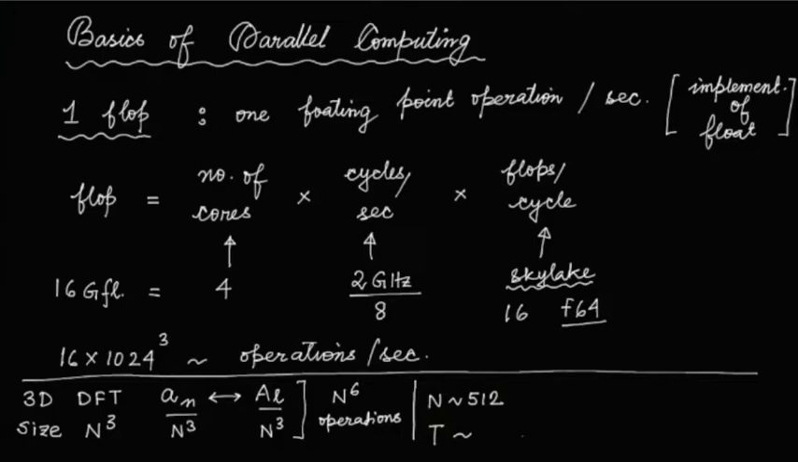Sir, 1/16th of a second. 1/16th of a second. So why did you say 1/16th of a second? Sir, because 16 times 1024 cube operations can be done in a second. Right. But how many operations do you need to do? Sir, 512 to the power 6. So that is only 1 by 16. Yes, sir. How? 512 to the power 6 is 1024 to the power 6 by 2 to the power 6, right? Oh, yes, sir.